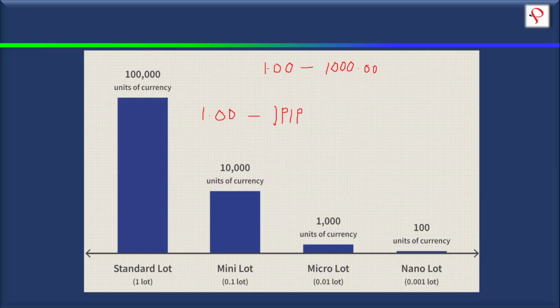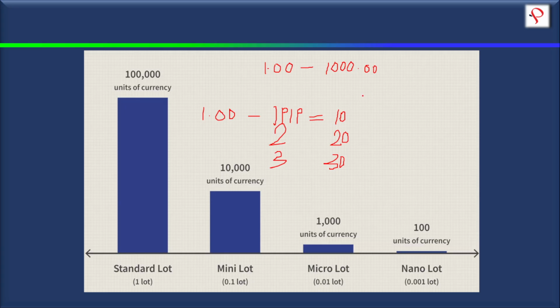Now let's just assume that the market made a movement of 1 pip. It means that it is measured at $10. If the market makes a movement of 2 pips, that is $20. If the market makes a movement of 3 pips, that is $30, as long as you're trading with 1 lot size.